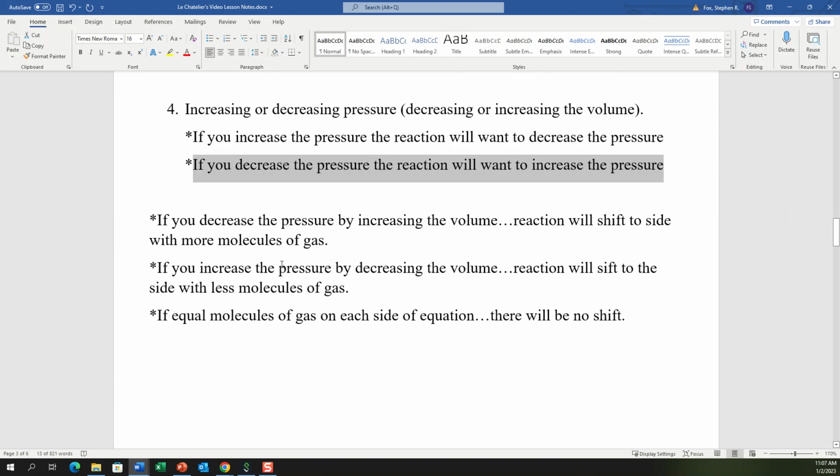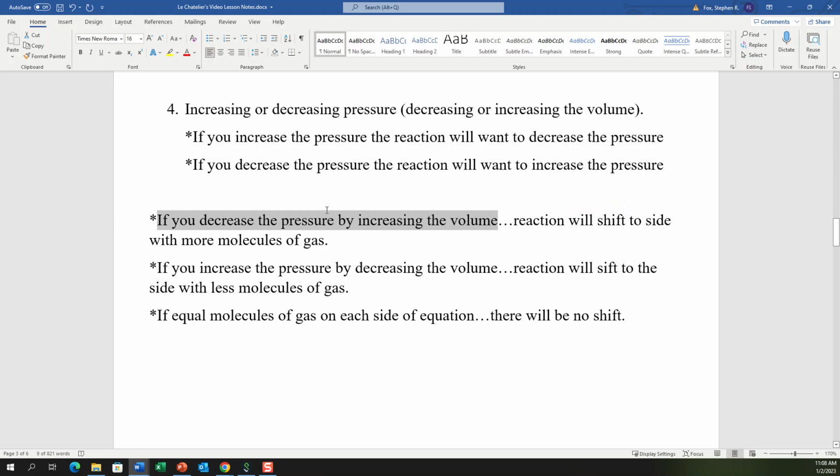All right. So how does a reaction increase or decrease the pressure? It has to shift to a side. If the reaction wants to increase the pressure because you decreased the pressure, it's going to shift to the side with more gas particles. So if you decrease the pressure by increasing the volume, you have to say to yourself, okay, I increased the volume, that means the pressure is going to go down. So the reaction is going to try to bring the pressure back up toward the equilibrium position, and it's going to shift to the side with more gas particles. That could be left, it could be right. It just depends on the reaction.